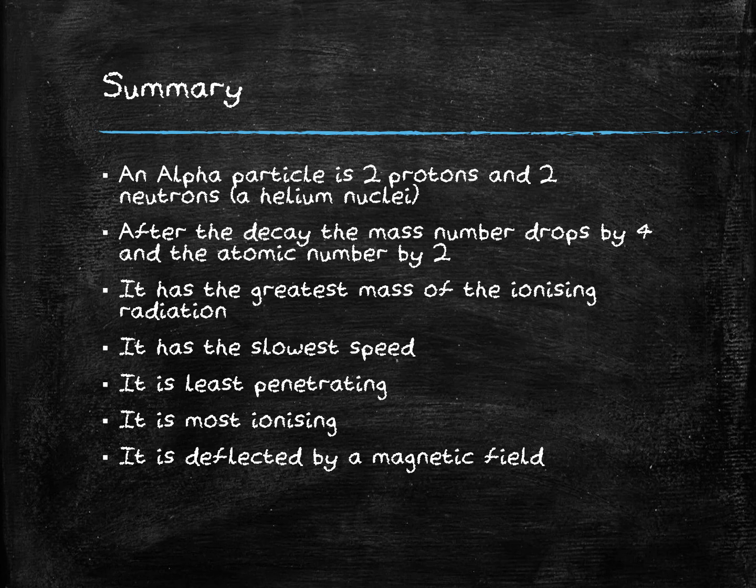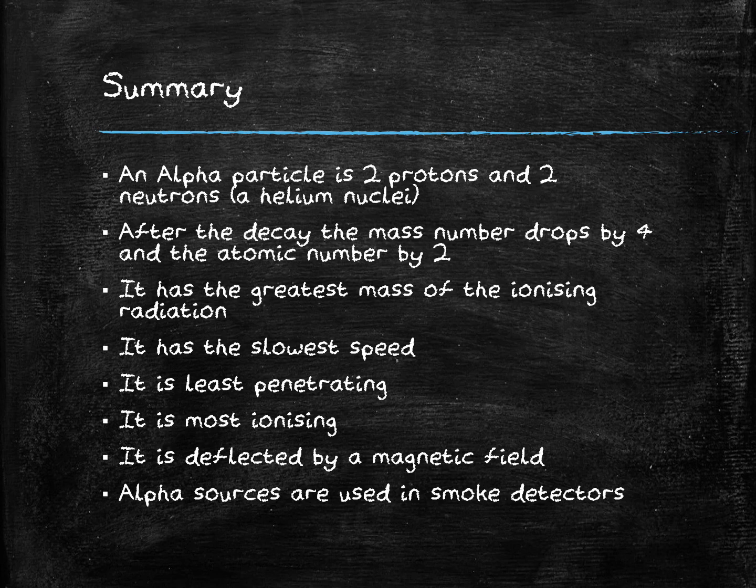Alpha sources are used in smoke detectors because they can ionize the air, allowing charges to flow, and when smoke gets in the way, that stops the charge flowing, and that's detected by the alarm and sets it off.